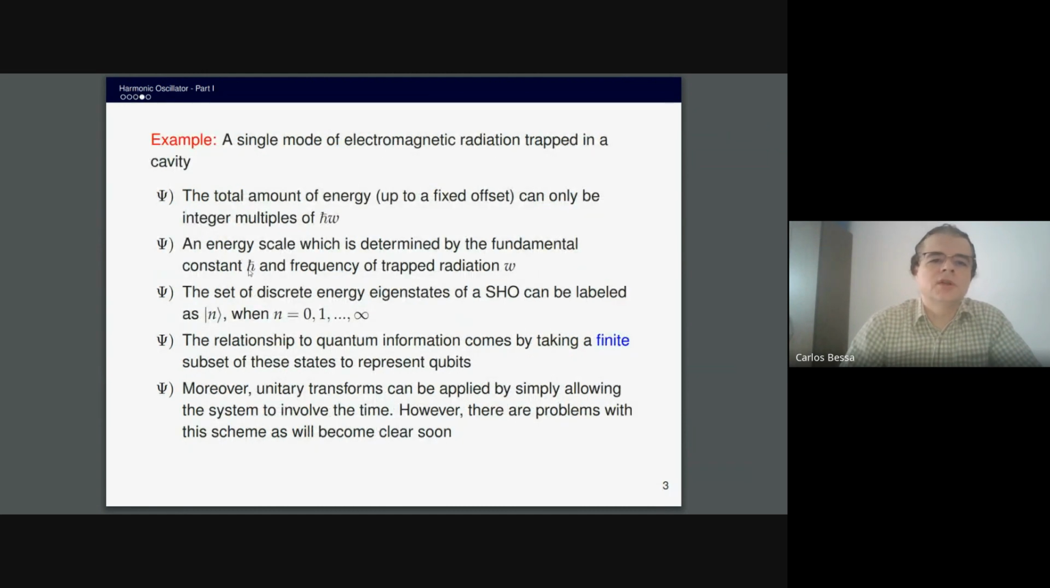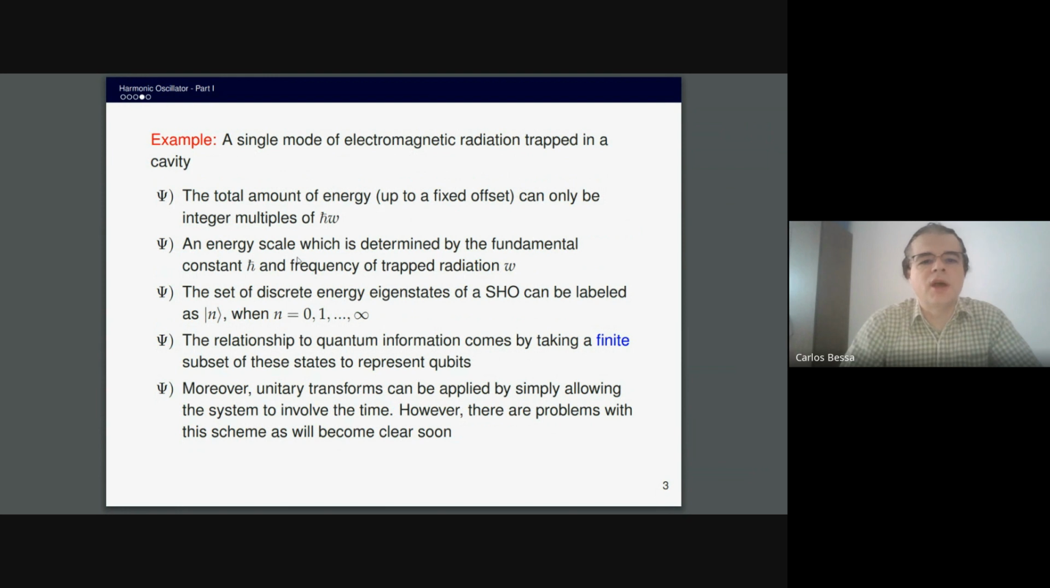So, as an example, a single mode of electromagnetic radiation, we can give a simple example when it's trapped in a cavity. The total amount of energy, up to a fixed offset, can only be integral multiples of h bar omega. In fact, this is the thing that we'll see today.